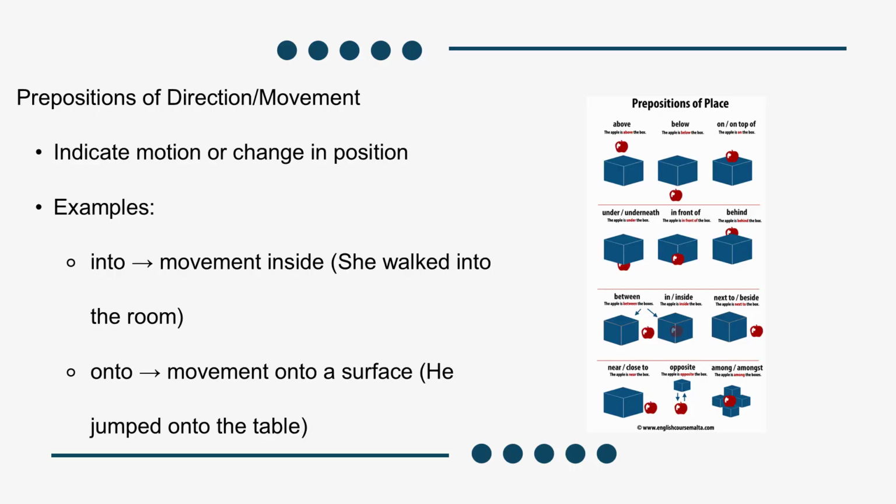Prepositions of direction and movement. Let's understand prepositions of direction and movement. These show motion or a change in position. Into shows movement inside, like she walked into the room. Onto shows movement to a surface, he jumped onto the table. They make actions more precise.